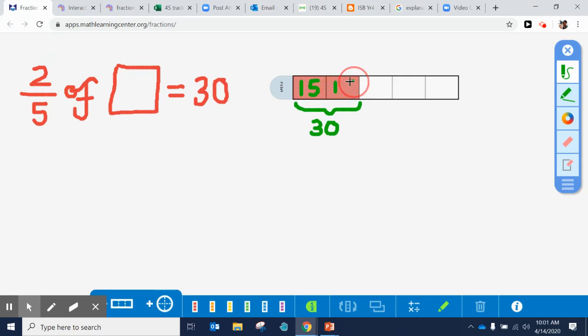So if each fifth is now 15, the whole must be 5 lots of 15. 15, 30, 45, 60. The whole is 75. So I'm going to write it in my box. 2/5 of 75 equals 30. Well, let's see. My whole is 75. 2/5, I can see, is 30.